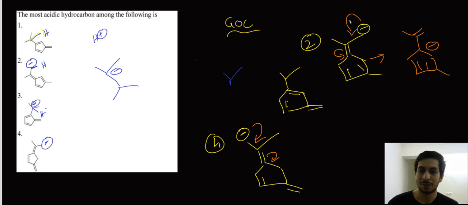So there is extra stabilization in the second option, because this ring gains aromaticity. That is why the correct answer over here is the second option, because this will be the most acidic, as the conjugate base over here is very stable.